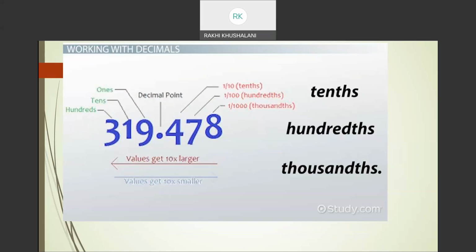Now, the third query that was put forth to me was rounding off the decimals. Before rounding off the decimals, let's look at the basics here. How does the place value chart of decimals work?